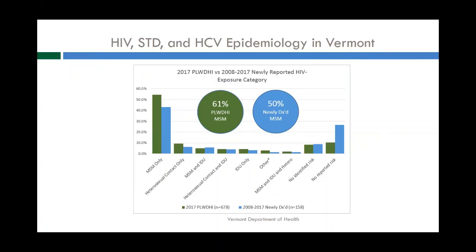Fortunately, as we continue to look at HIV here in Vermont, we continue to see a high proportion of our HIV cases, both new and prevalent, being among men who have sex with men or gay identified men. Fortunately, IDU, or people who inject drugs, continues to be a lower proportion of our new infections.